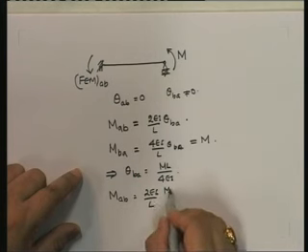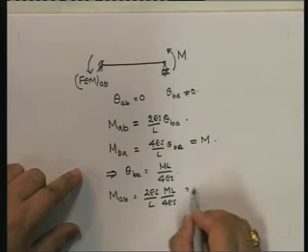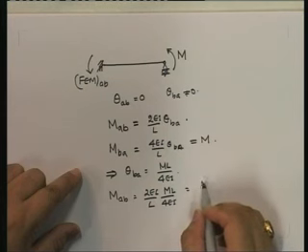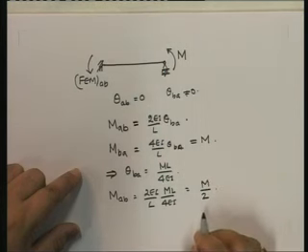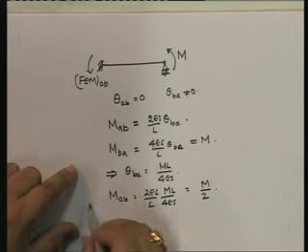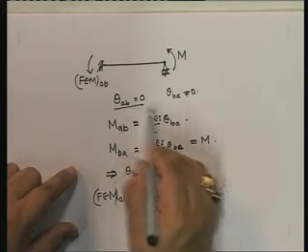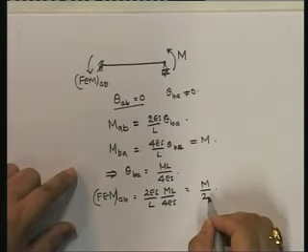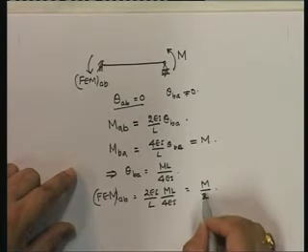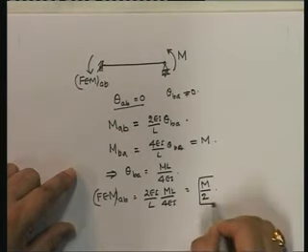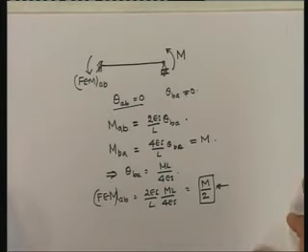Now all I need to do is substitute that into this, and what do I get? 2EI upon L times M upon 4EI, which if you notice is equal to M by 2. And what is this MAB? MAB is the fixed end moment since theta AB is equal to 0. That means if I apply a load M here, the fixed end moment is M by 2. I have derived it using the equations.